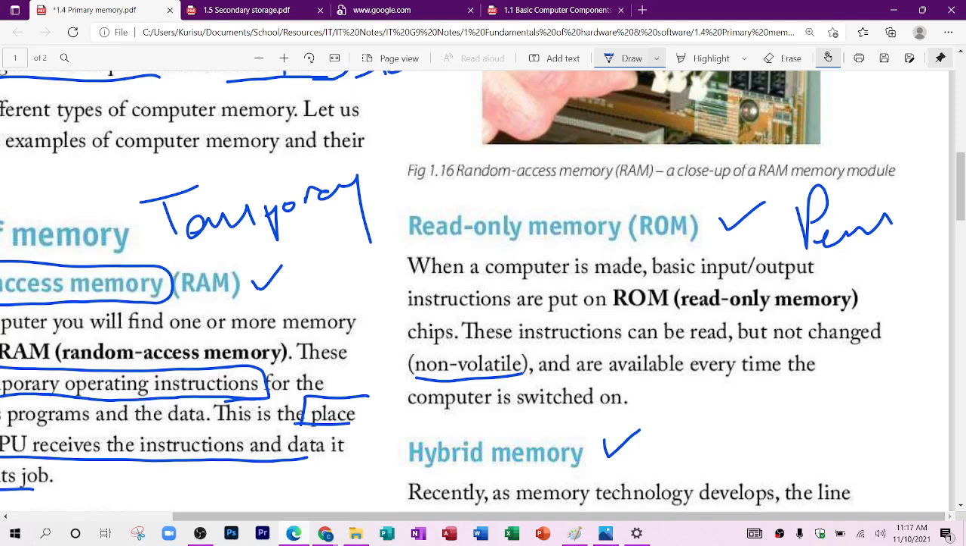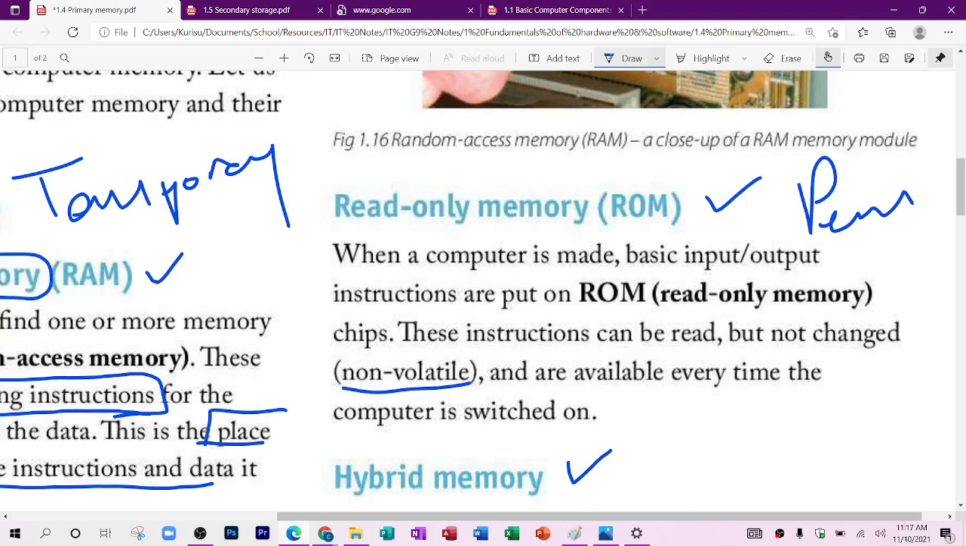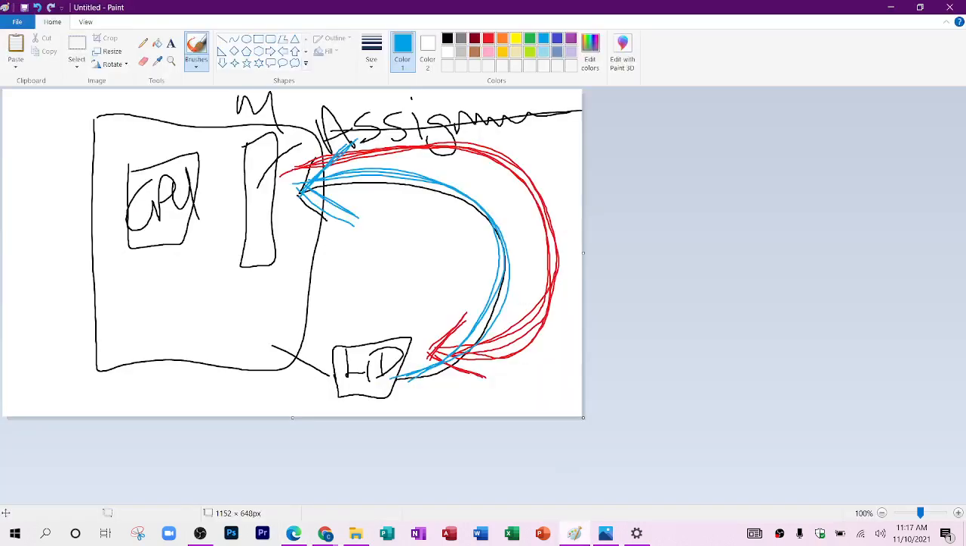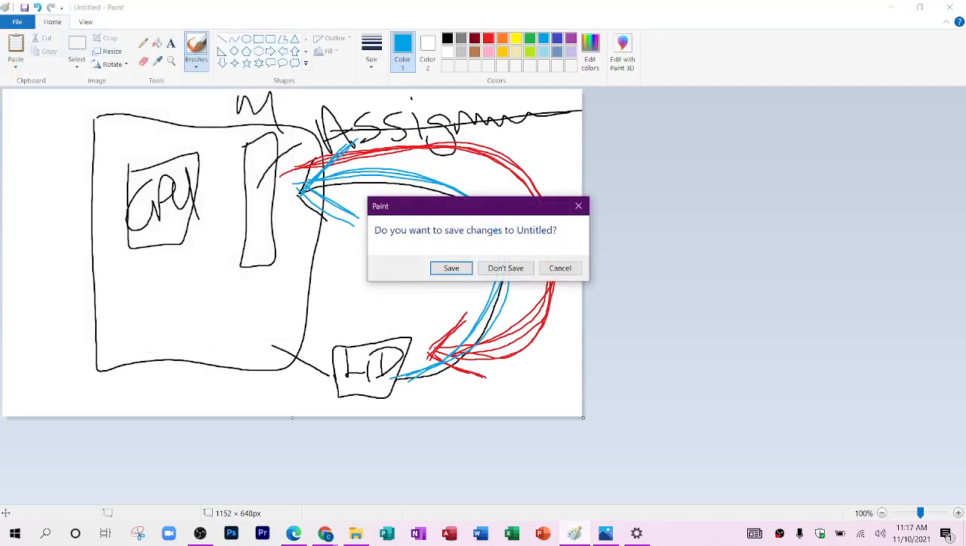So what is ROM used for? Well, ROM is used to store basic instructions. As this here indicates, basic input and output instructions. Any of you ever wonder, how does your computer know to start up when you press that power button? So when you press a button, it signals something.